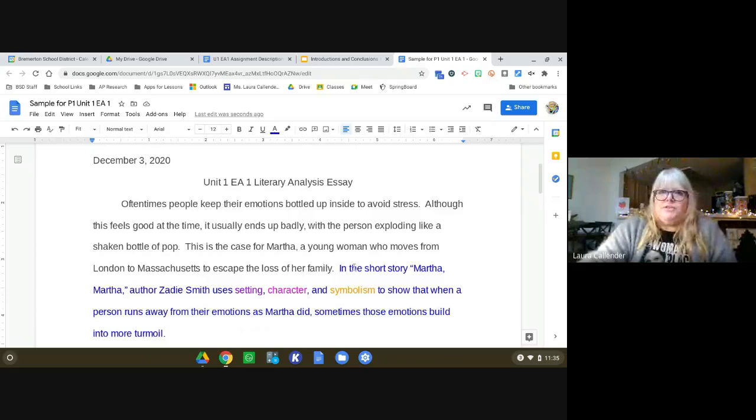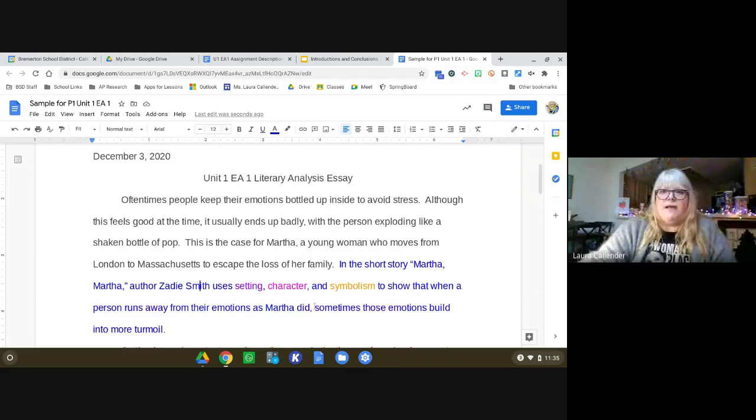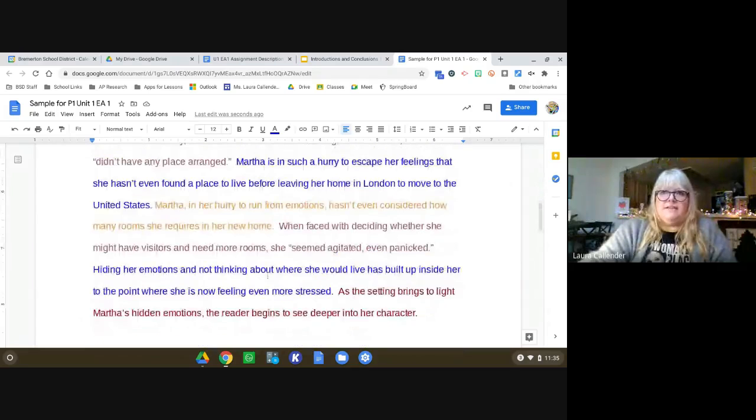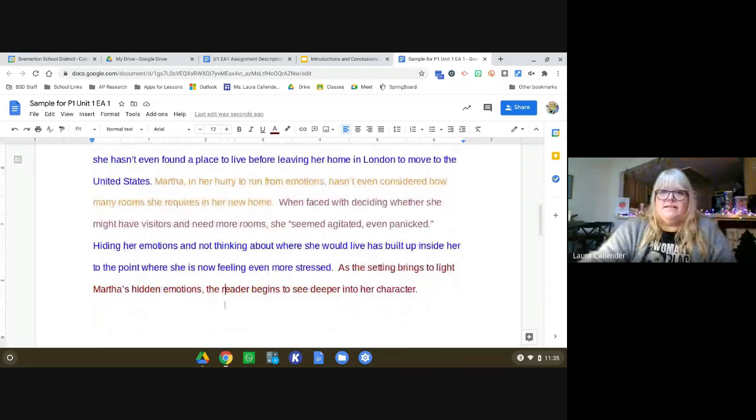In the short story, Martha, Martha, author Zadie Smith uses setting, character, and symbolism to show that when a person runs away from their emotions as Martha did, sometimes those emotions build into more turmoil. And I talked about setting. Martha ran away from her feelings. Martha was faced with having to make a decision and didn't know how, and so began to see her breakdown.